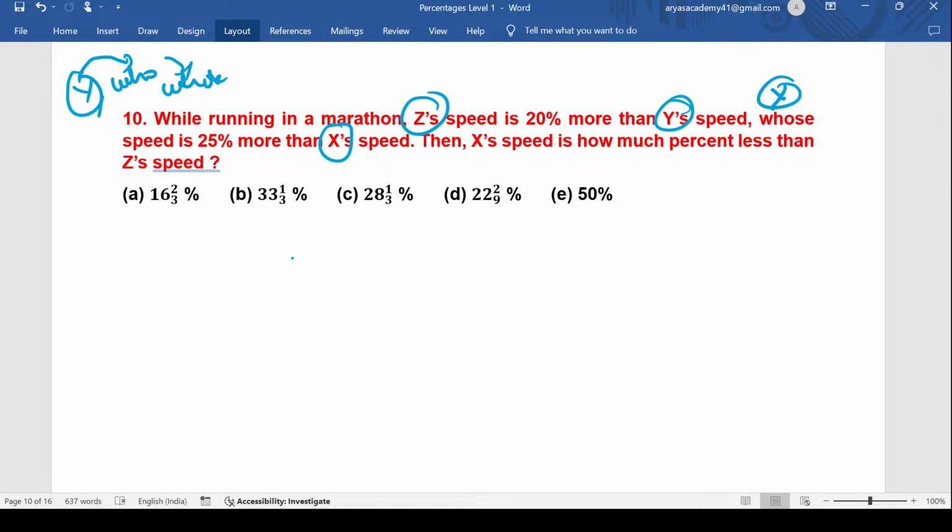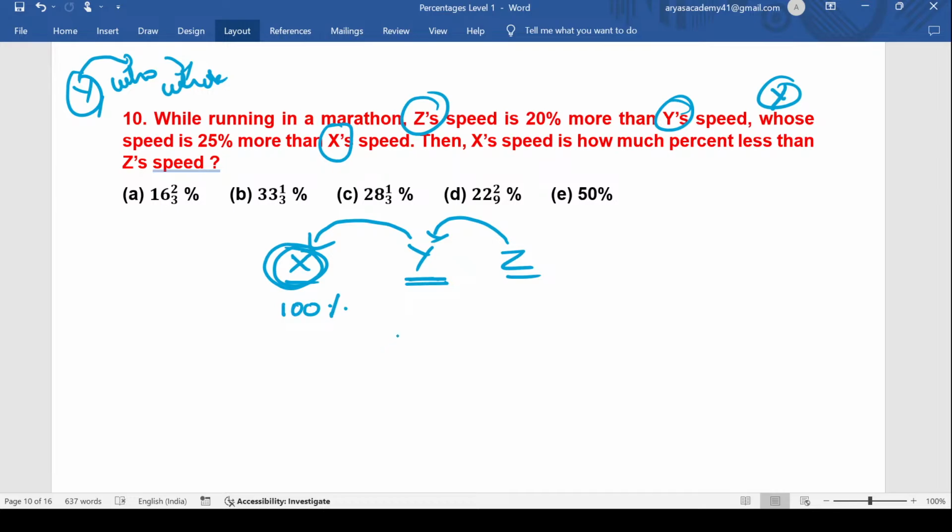If you see the question, X, Y and Z, three people are there, and the speeds are being compared. Z is 20% more than Y, so Z is being compared to Y. Then Y's speed is 25% more than X, so Y is being compared to X. So if you know X, then only you can tell the value of Y. If you know Y, then only you can tell the value of Z. So indirectly, if you know X, then only you can tell the values of Y and Z. As the reference point is X, you can consider it to be 100%.